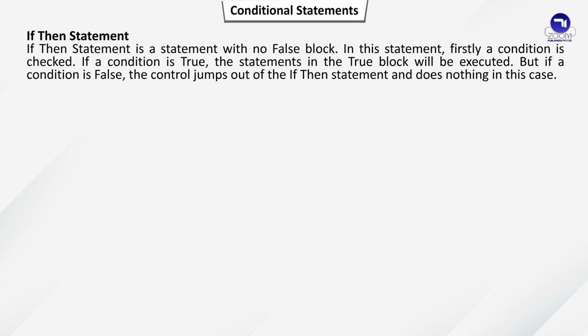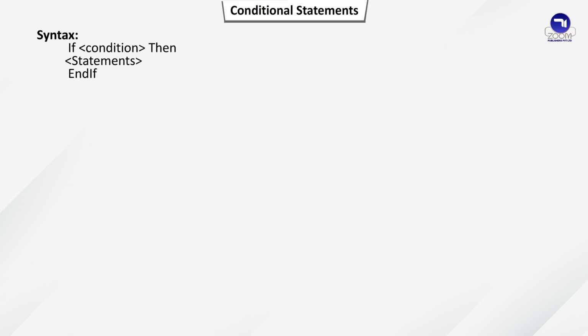If-then statement. If-then statement is a statement with no false block. In this statement, firstly, a condition is checked. If a condition is true, the statements in the true block will be executed. But if a condition is false, the control jumps out of the if-then statement and does nothing in this case. Syntax: If condition, then statements, and if.